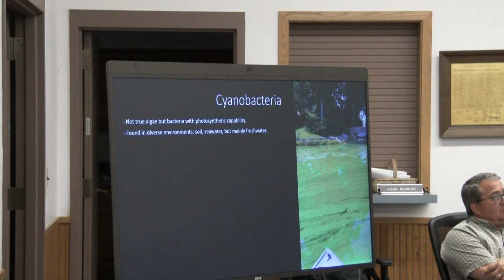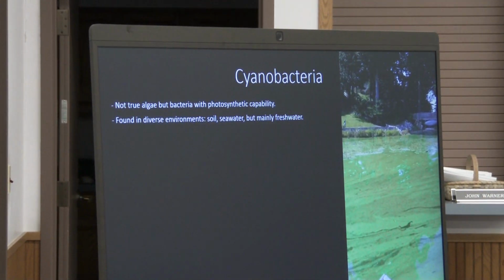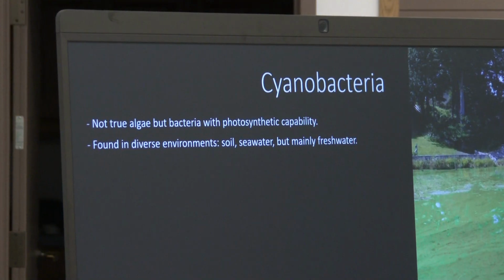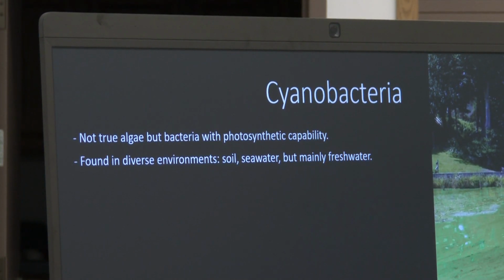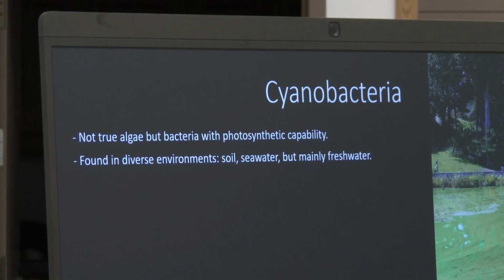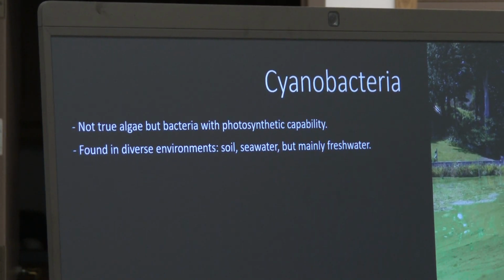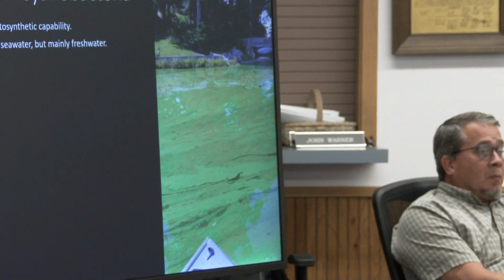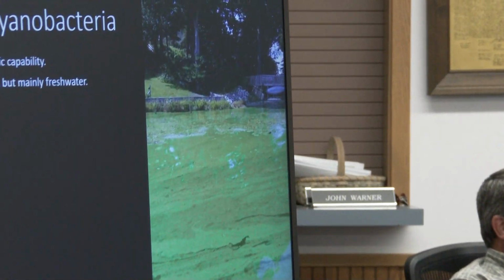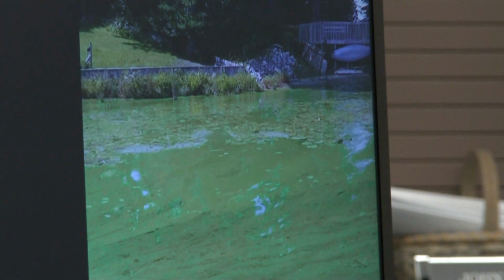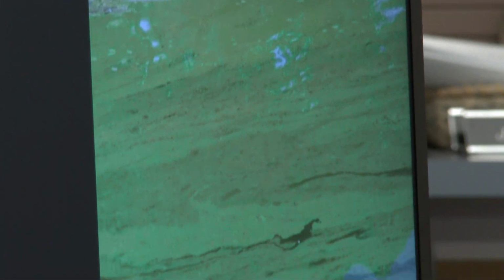The cyanobacteria, they've been around for a long time. They're found in very diverse environments. You can find them in soil, you can find them in marine saltwater. People have actually done swabs on office walls and found them in buildings, but mostly where you will find cyanobacteria is in freshwater, which of course we have plenty of in this area. Cyanobacteria, like I said, they've been around for a long time. They're very good at what they do.